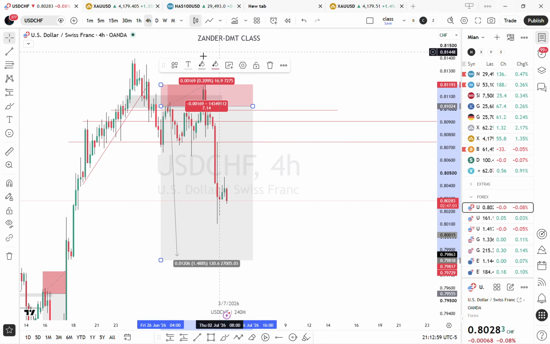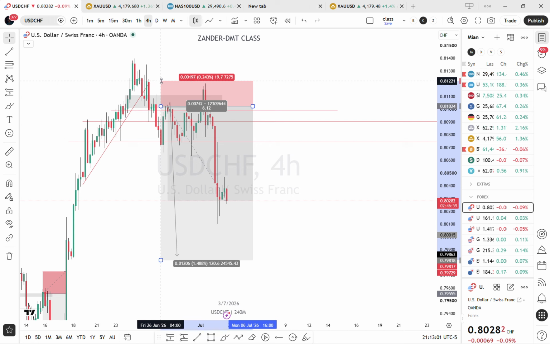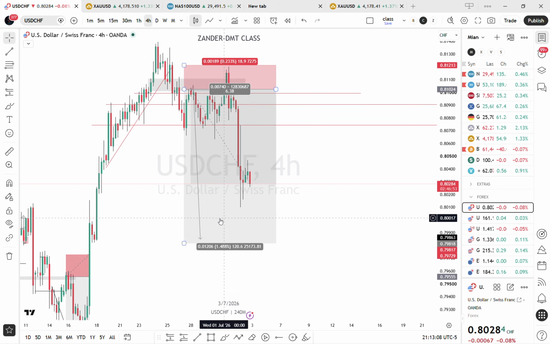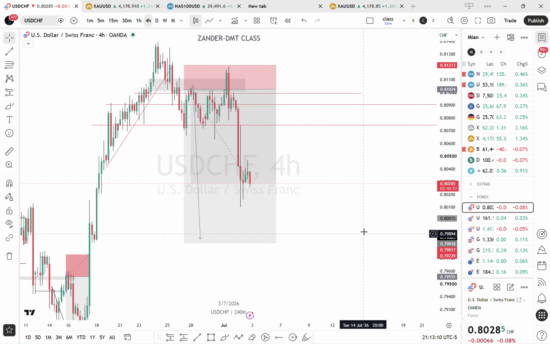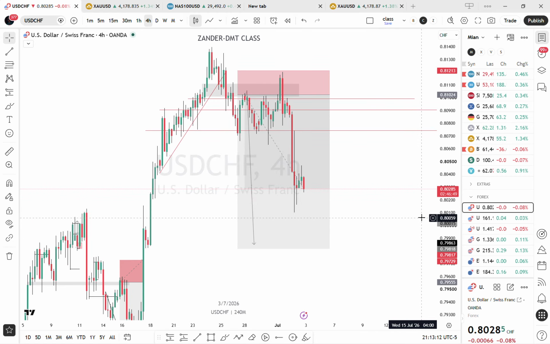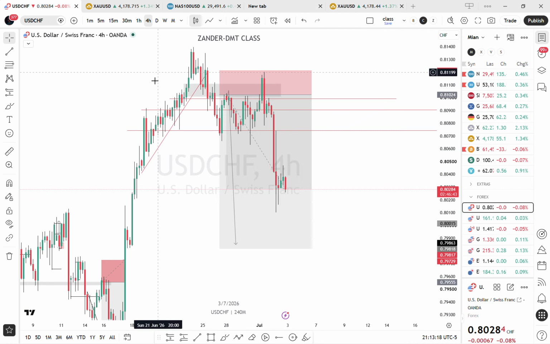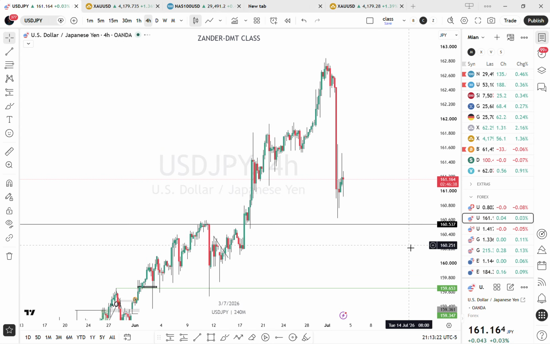So really and truly, a person should be in this trade from the bodily close that's right above here. A person should have been in this trade from when I marked it out. But hey, I need a bigger screen to be able to see everything and enter the trade. I maximized everything, but it is what it is.